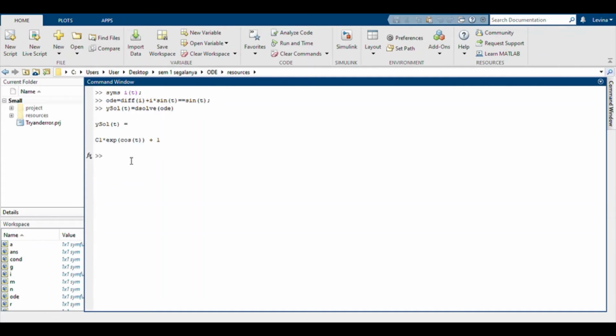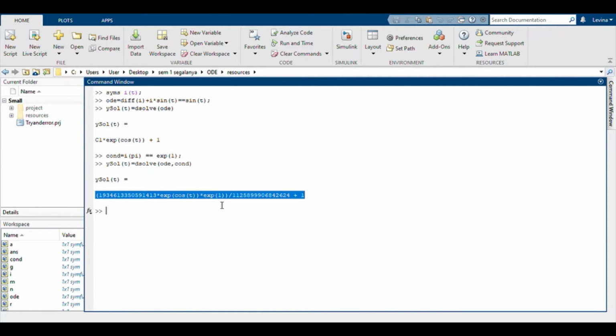Then we must use the initial condition. So to find the answer, first we need to declare the initial condition. And then we solve the equation and use the initial condition. So here is the final answer. We get the same answer as in the simulation.